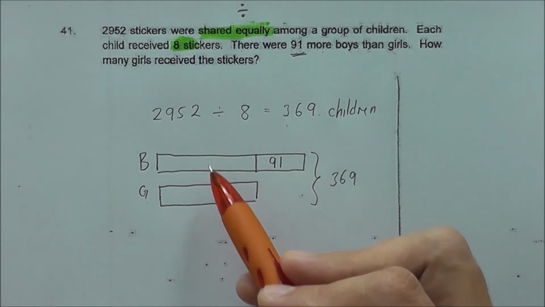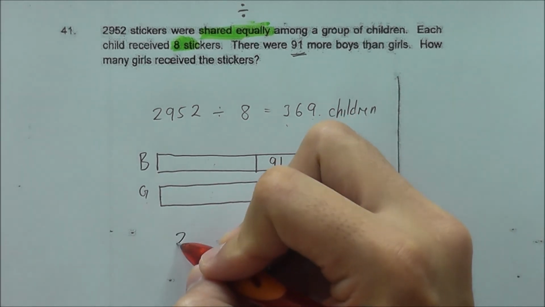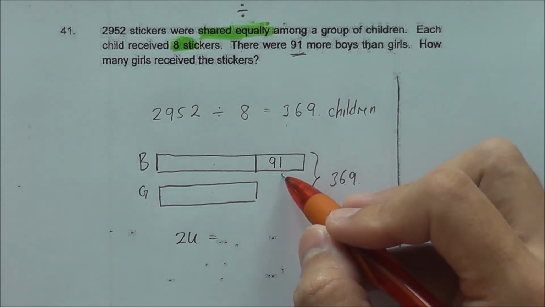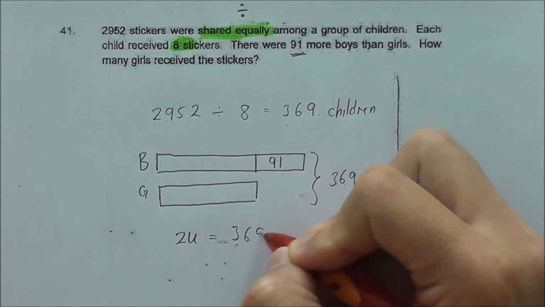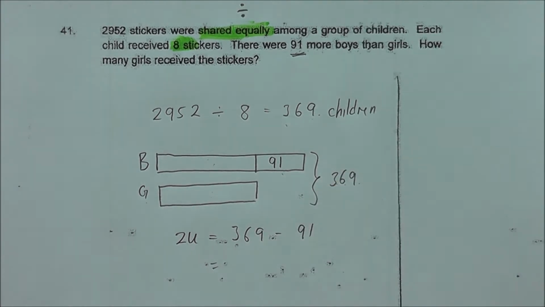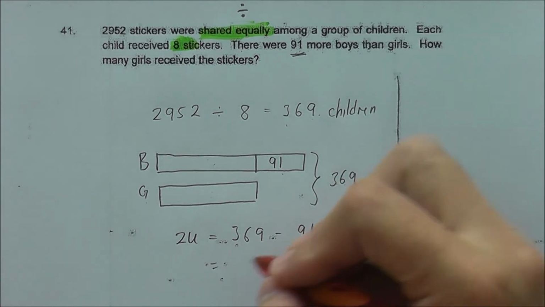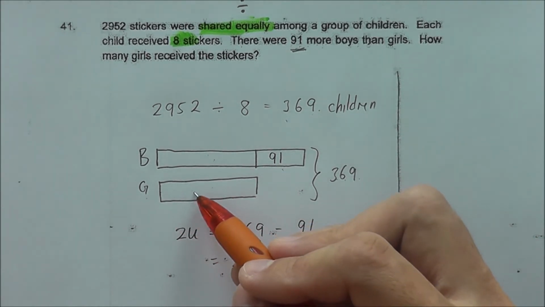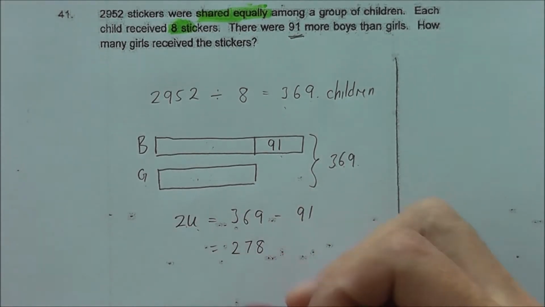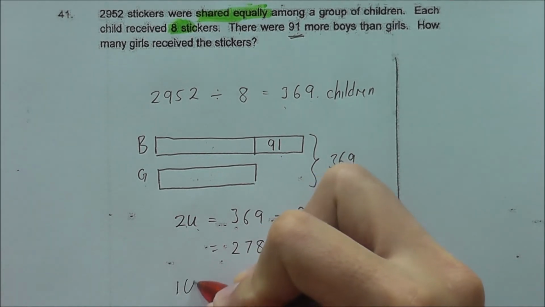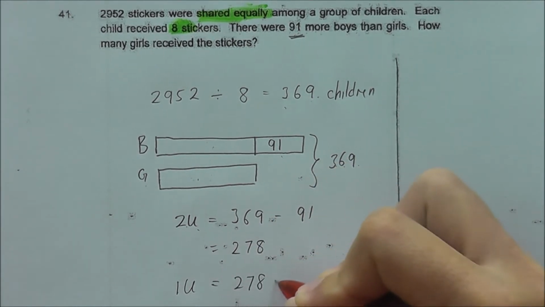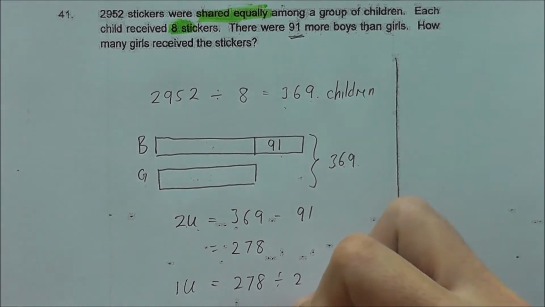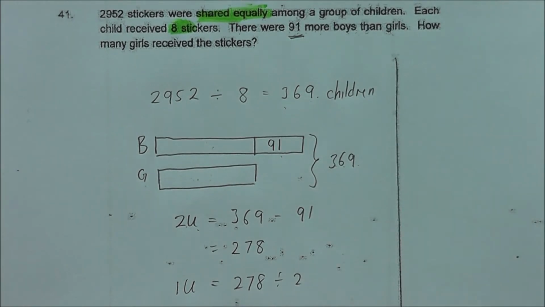What we need to do is that there are 2 units here. So 2 units will be 369 minus 91. We'll get 278. And to find the girls, it will be just 1 unit. So given 2 units, you just divide the total by 2, and we will be able to find what 1 unit is. It will be 139. Okay, so basically that's the answer.